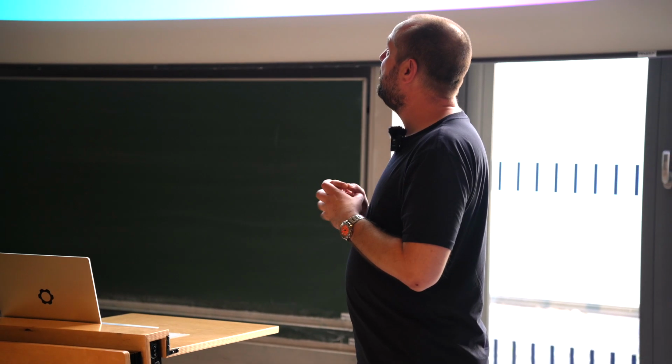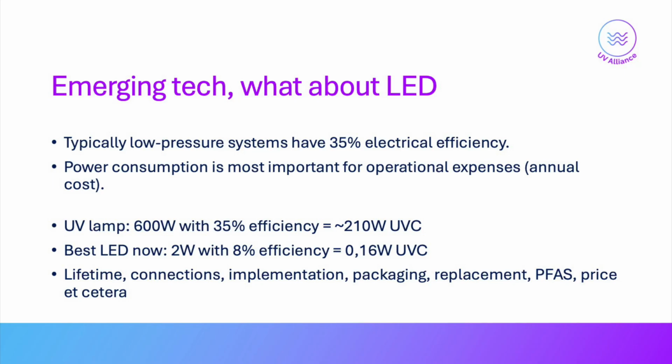The problem is, on one part, that UVC light is really strong light, so it's much more difficult to make something that can handle that light. So what you see with LEDs, that the output power is really low, and particularly the efficiency is really low. So if you look at our 600 watt lamp with a 35% electrical efficiency, you produce around 200 watts of usable UV light. The best LEDs on the market now are around 2 watts, and they have an efficiency of around 8% maximum, which means you only produce 0.16 watts of usable light.